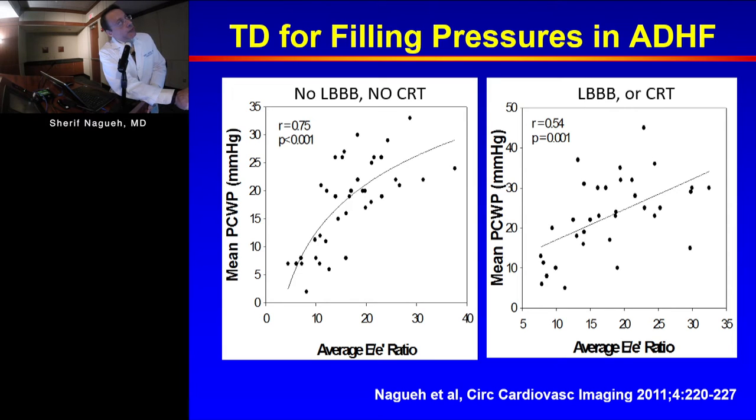More recently, we looked at that in patients with acute decompensated heart failure. So these were patients with depressed EF admitted to the hospital with heart failure who had cath and echo Doppler. We're looking at the average E to E prime ratio. In the absence of bundle branch block or CRT, you see a decent relation, albeit not a linear relation. Whereas you see a much wider spread and lower correlation in patients with left bundle branch block or CRT. So that's a thing when you look at studies you want to pay attention to.